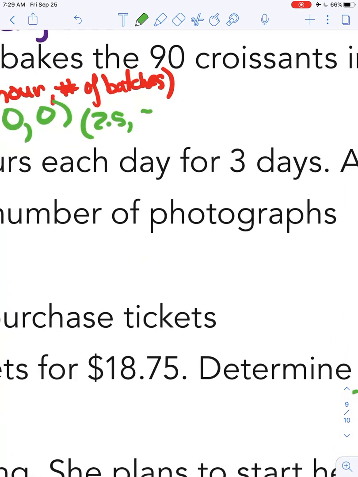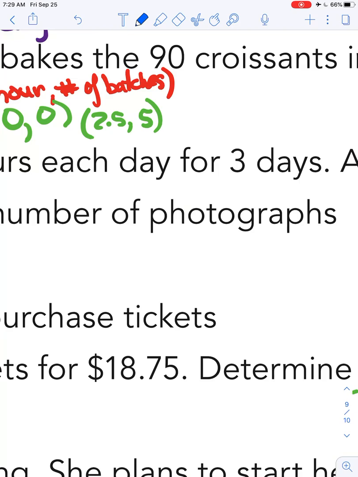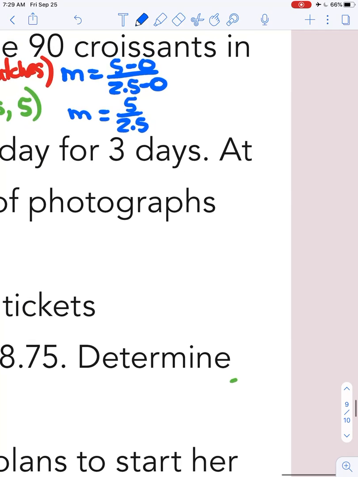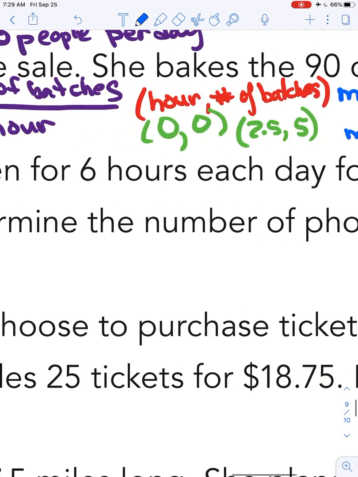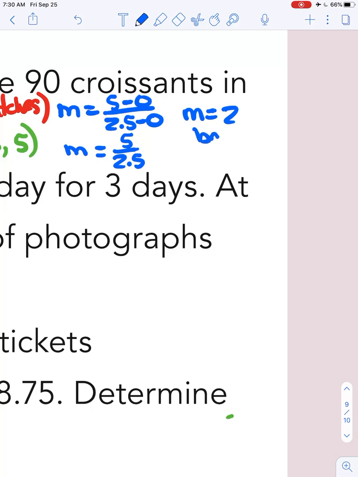So I come over here. Again, guys, this is proportional, so you could just do proportions. But I'm learning my slope, so I'm going to do slope. So 5 minus 0 over 2.5 minus 0. So I get 5 divided by 2.5. Put that into your calculator, and hopefully you've got 2. And it's not just 2. What is it? Number of batches per hour. So I'm going to write it down here, sorry. Batches per hour. So 2 batches per hour. Okay.